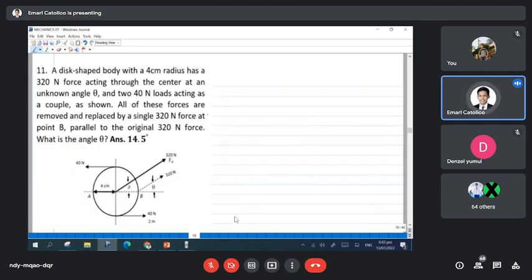Okay, so next item, it is getting more and more difficult. So number 11, a disc-shaped body with a 4 cm radius has a 320 Newton force acting to the center at an unknown angle theta and 240 Newton loads acting as a couple as shown. All of these forces are removed and replaced by a single 320 Newton force at point P parallel to the original 320 Newton force. What is the angle theta? So what is being asked in number 11 is the angle theta.